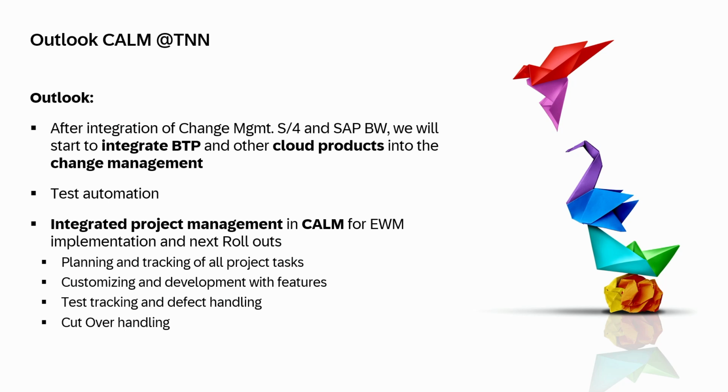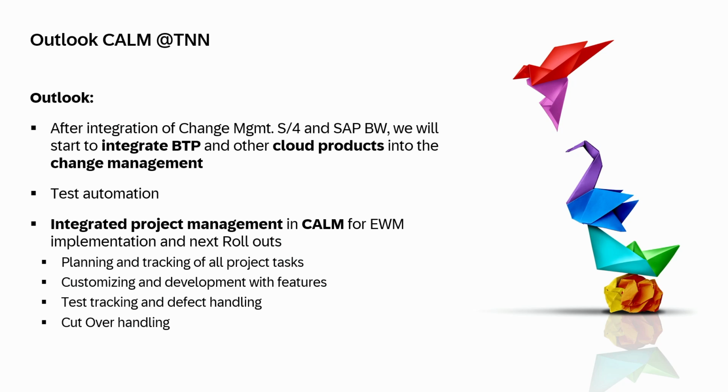Okay, what's the outlook on our side? What do we plan now in the near future? So after we are done with the first go live with our change management, with the workaround without ServiceNow, we go live now with S4 and our SAP BW landscape with change management in Calm. We will start to integrate our BTP apps.